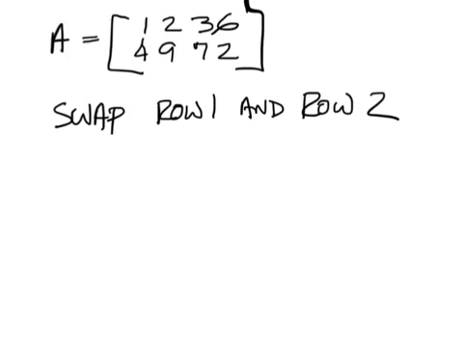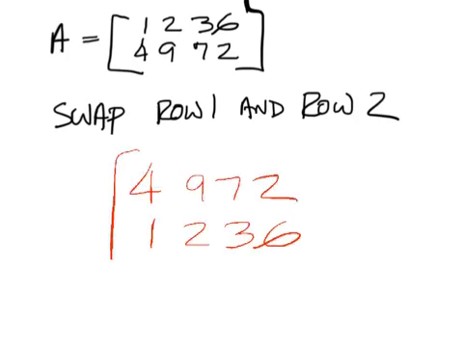Here's a practice. Use matrix A as it is up here on the screen and swap row 1 and row 2, and your swap command must be present above the final matrix. You can't go in and just type it in. You have to do the swap command. Your final answer should be 4, 9, 7, 2, and then 1, 2, 3, 6.